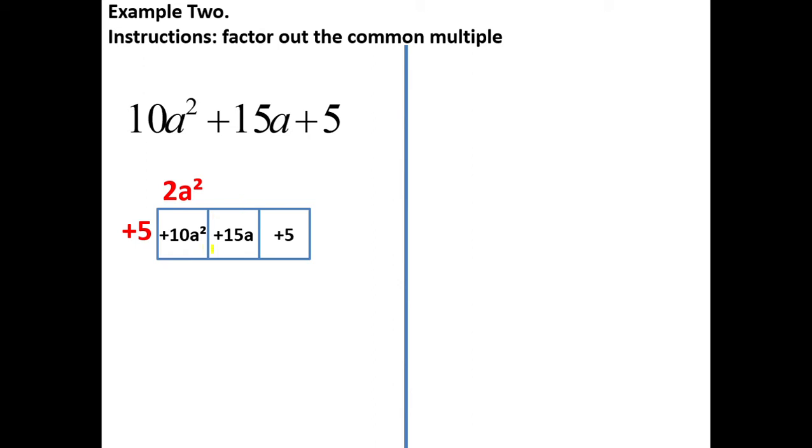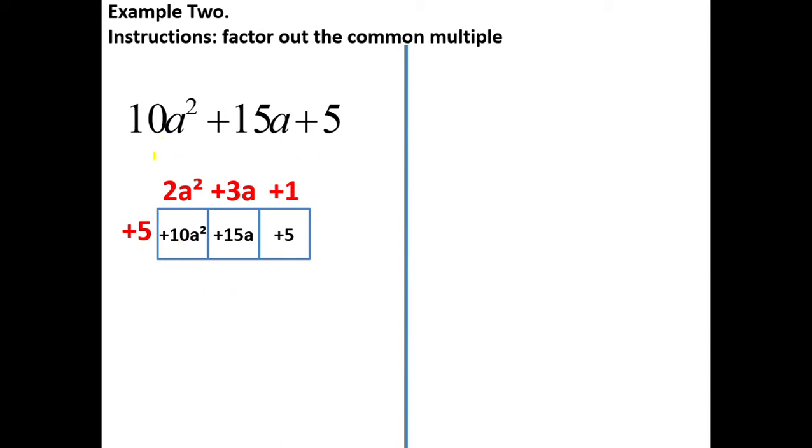All right, let's try the next box. 5 times what gives you 15a? Well, you're going to need an a because there's an a in the answer. But 5 times what gives you 15? Well, 5 times 3 is 15, so we have plus 3a. 5 times 3a is 15a. Okay, one more factor. 5 times what gives you 5? Well, 5 times 1 is 5.